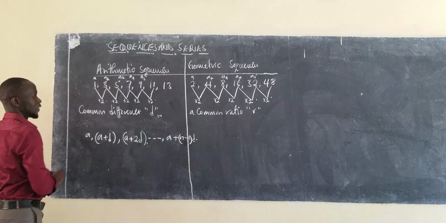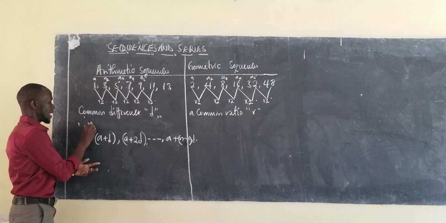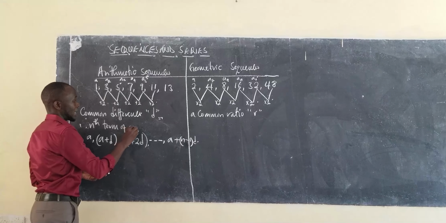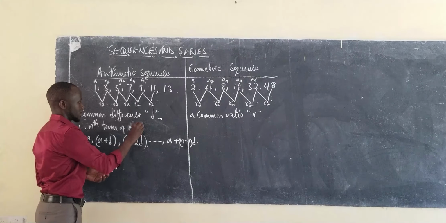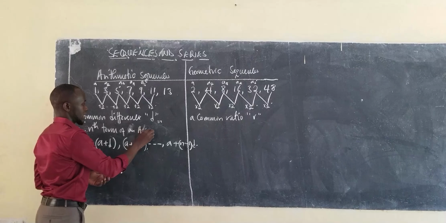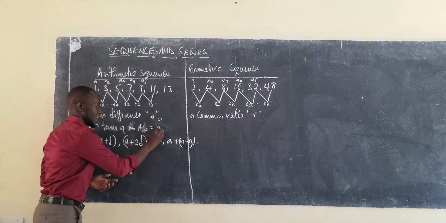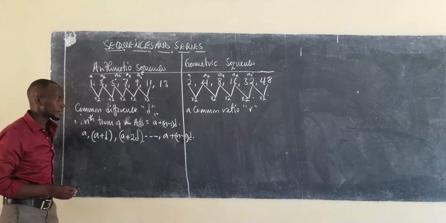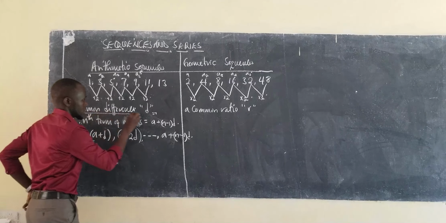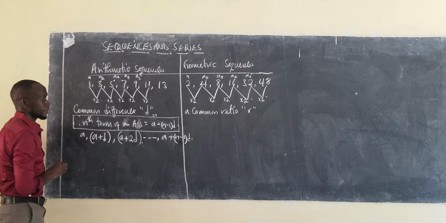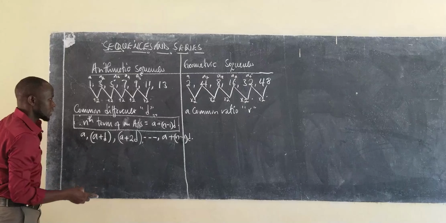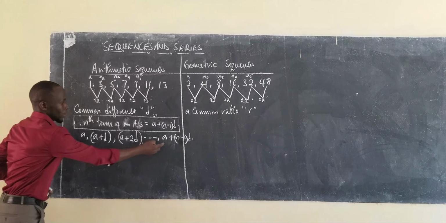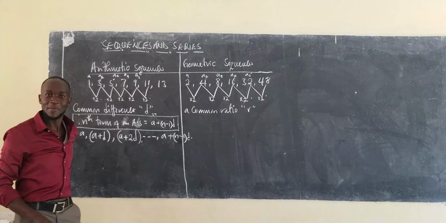And here someone can vividly conclude that therefore the nth term of an arithmetic sequence is given by A plus n minus 1 into D. Somebody can vividly say this. That is the nth term of an arithmetic sequence. If this one happens, how about the geometric sequence?